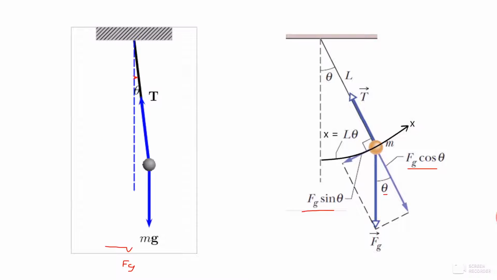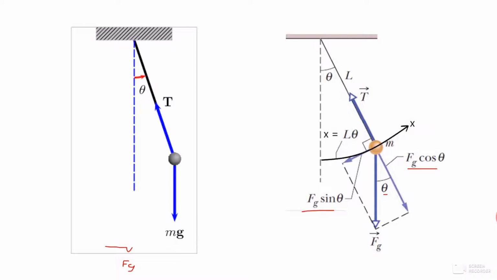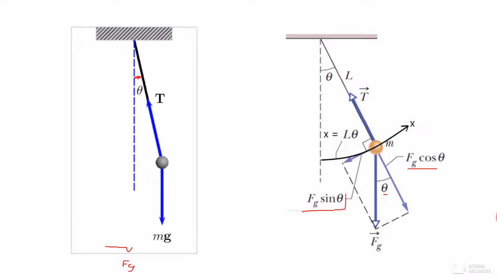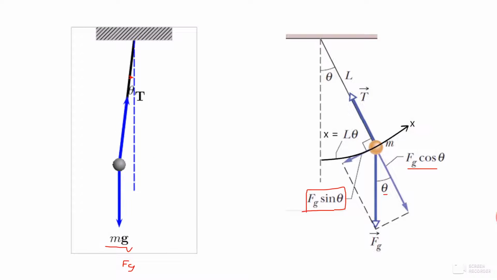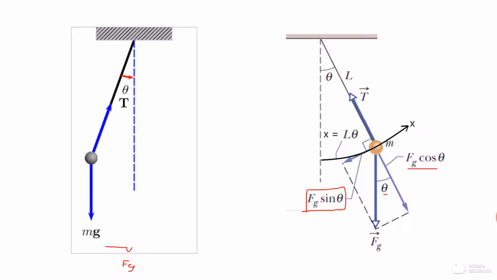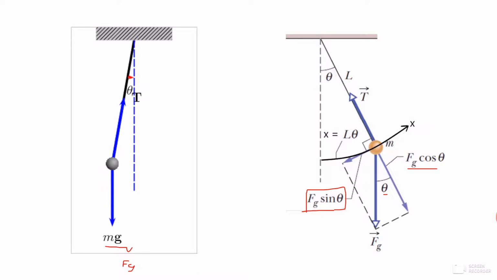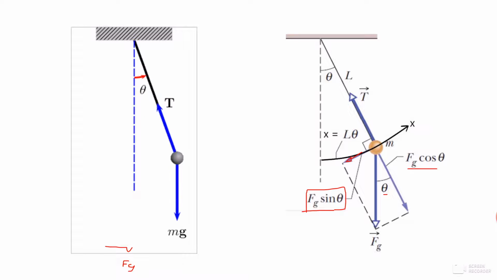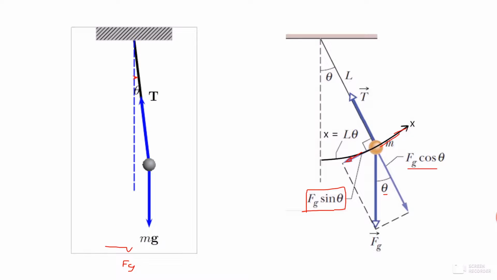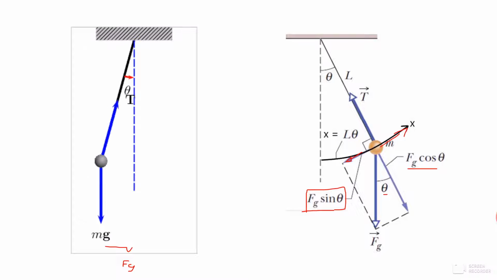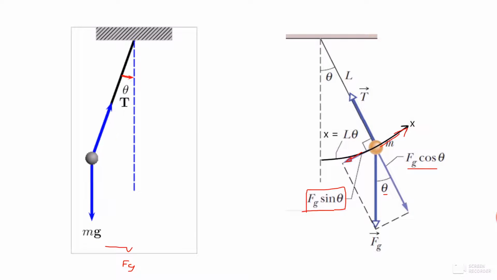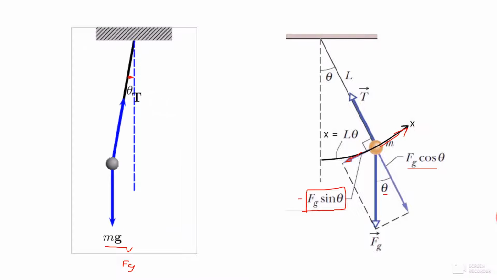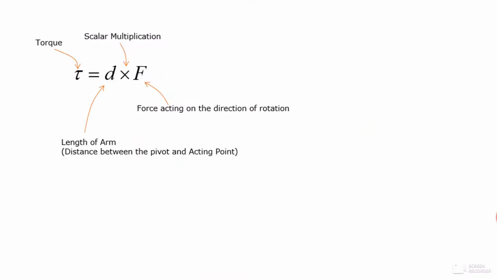Now, what's important here is that the sine of theta component is the restoring force, which is what makes the pendulum repeat its movement. Why? Because it goes in the opposite direction of the movement of the pendulum at all times. Here you can see it's going right and the force is going left. So the real formula will be negative, as it goes in the opposite direction of the movement.